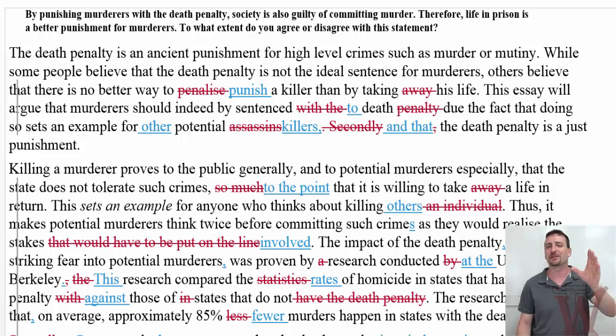The fact that doing so sets an example for other potential killers, and that the death penalty is a just penalty. It's good for one reason and the second reason. Why split it? So this essay will argue that and that. You have to make sure you have a parallel: that something and that something. And that's why I joined the two. Again, not wrong, but not very good to separate them either.